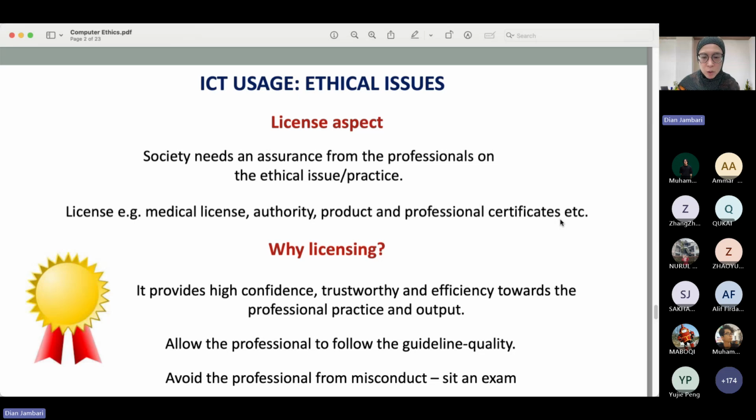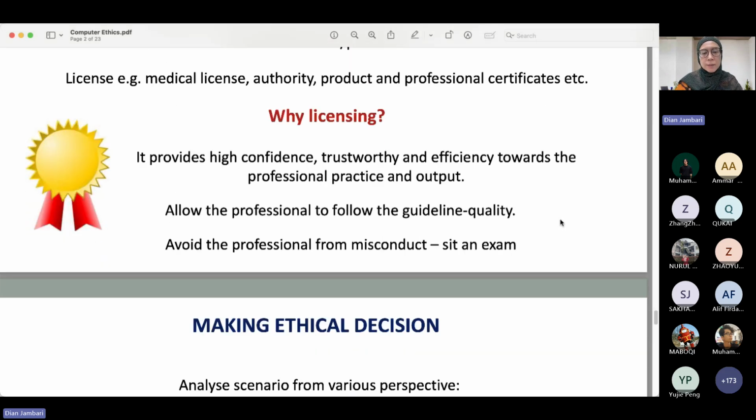It allows the professional to follow quality guidelines. It keeps the professional from any misconduct because the license controls that. By having the license, professionals must act and do their responsibility professionally, and that includes being ethical. So licensing is a form where they can enforce ethical consideration in the profession of IT or computer professionals. Okay.